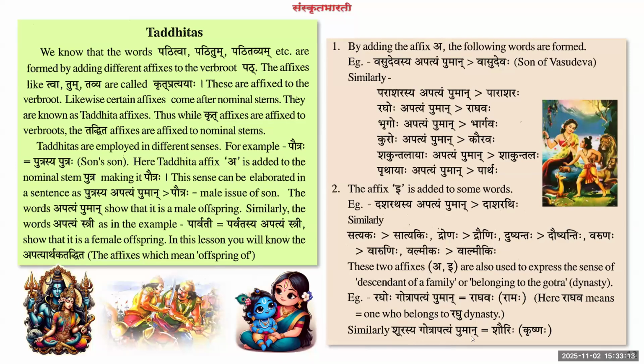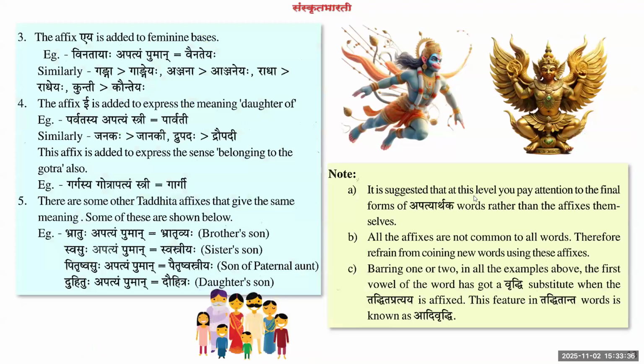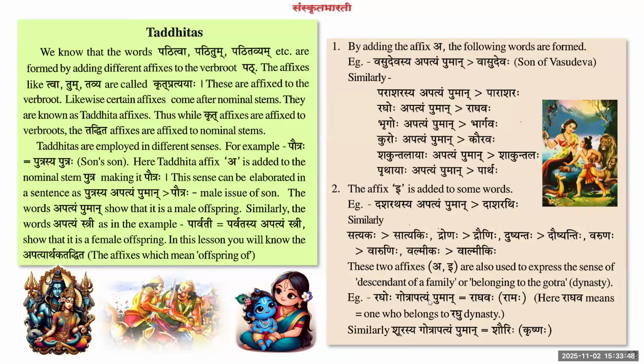Similarly, Shurasya Gotrapatyam Puman Shaurihi. I have a neighborhood boy who is named Shauri. Krishna. So Shurasya Gotrapatyam Puman. Shura was one of the Yadava kings in the lineage of Vasudeva and Krishna. Yes, Vasudeva also. So Shaurihi is Krishna. Excuse me, sir, Krishna's Gotra is Yadava, is it not, Yaduvamshi? Vamsha is different from Gotra. Okay, okay. Here, of course, Gotrapatyam is used in the sense of Vamshapatyam.